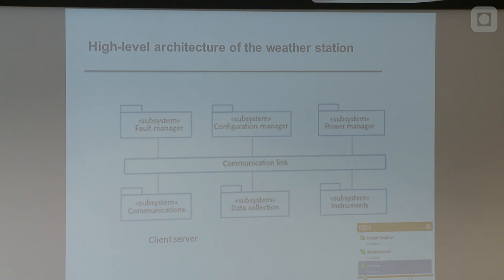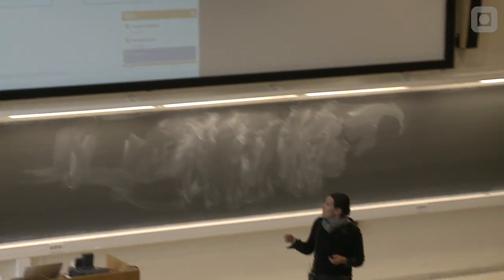So we go ahead and we see the high-level architecture of the weather station. Again, this in principle doesn't belong to this lecture, because this lecture is about low-level design. This is architectural design, but in order to comprehend the low-level design, you understand that we must comprehend the decisions that have been made at architectural level.